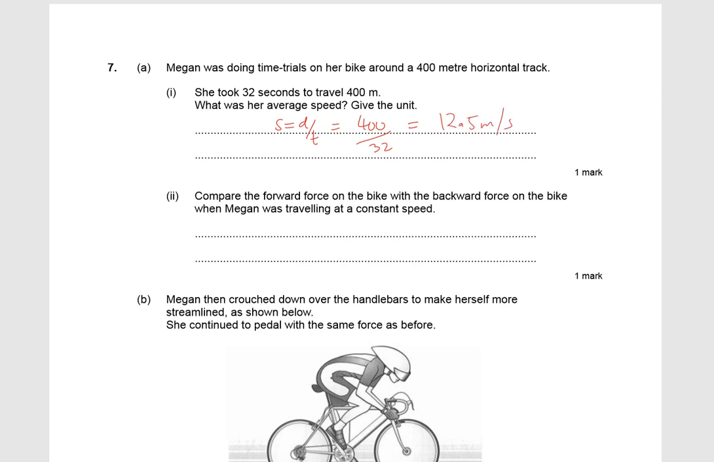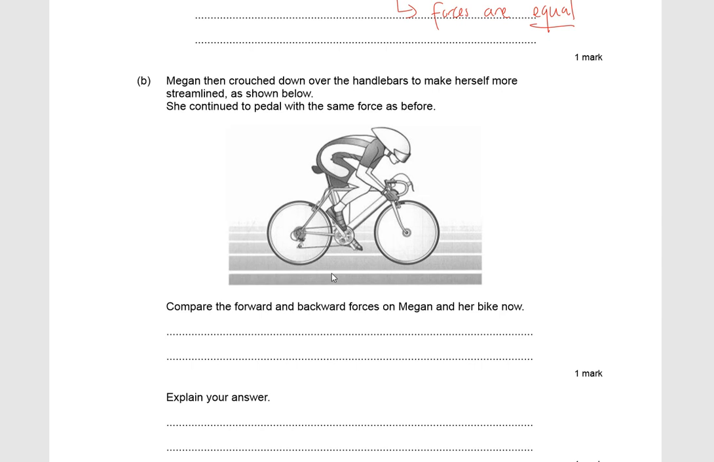Now compare the forward force on the bike with the backward force when it's going at constant speed. Now, if it is constant speed, what do we know? We know that the forces are equal because they are constant speed. They are equal.